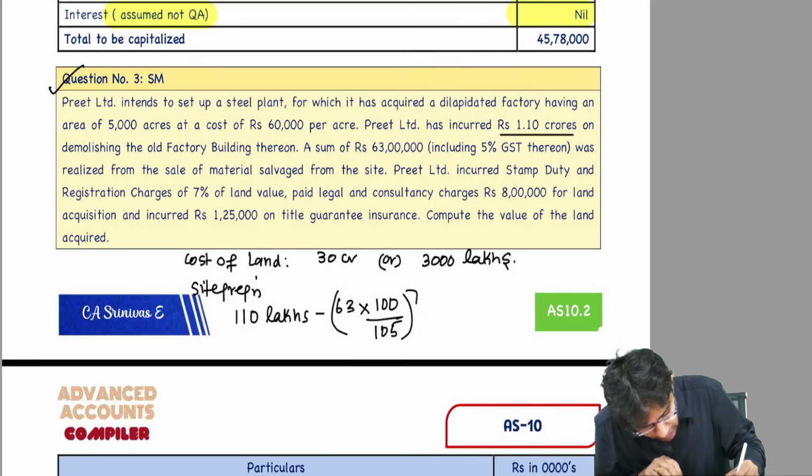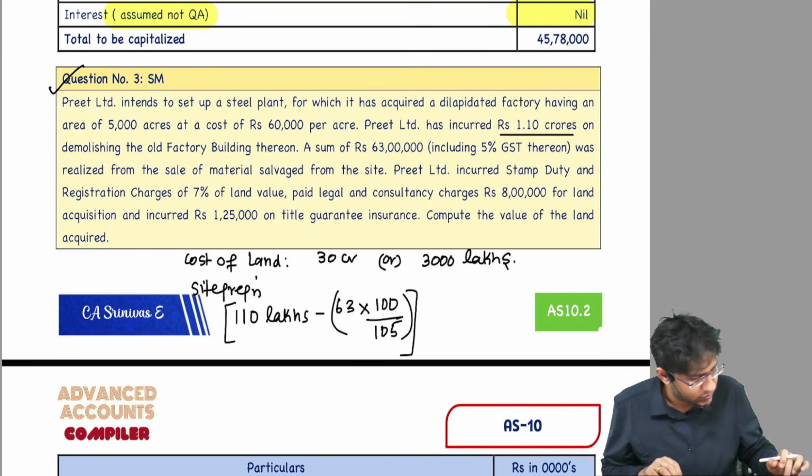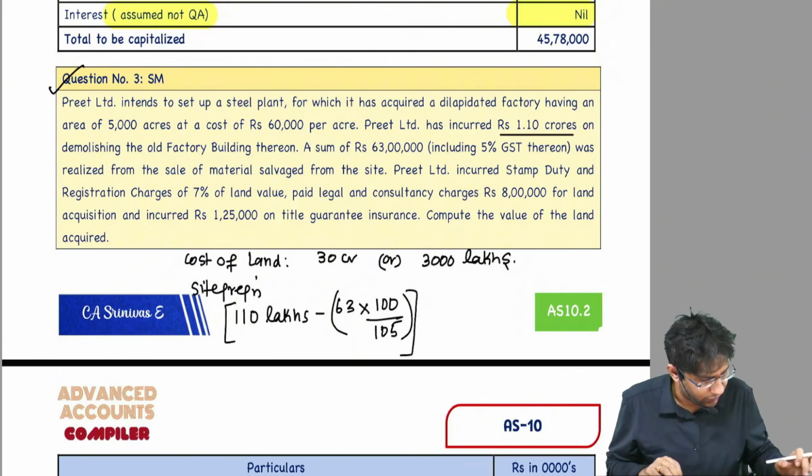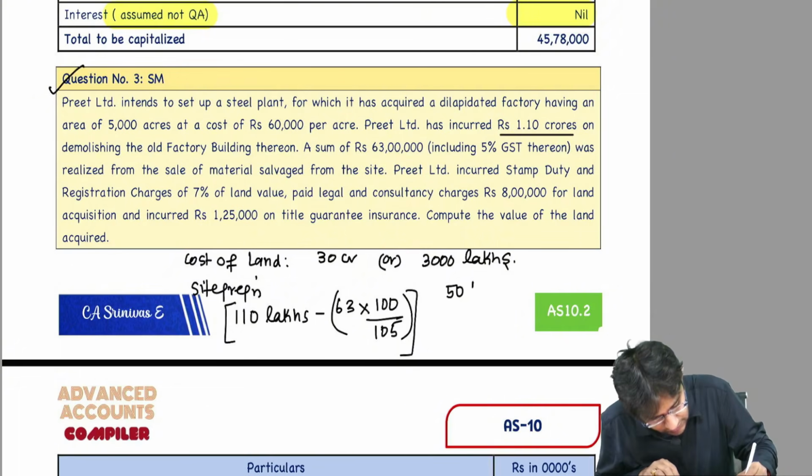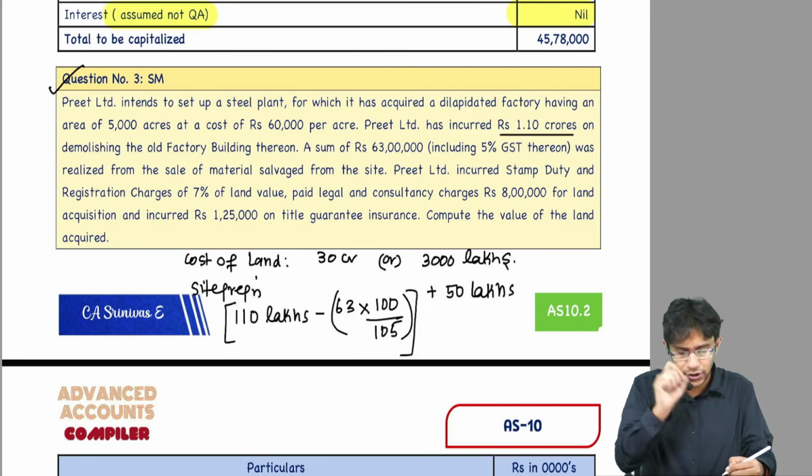So in lakhs, if I solve it, 63 divided by 105 into 100 is 60. 110 minus 60 is 50 lakhs. So this is my net cost on this site preparation.